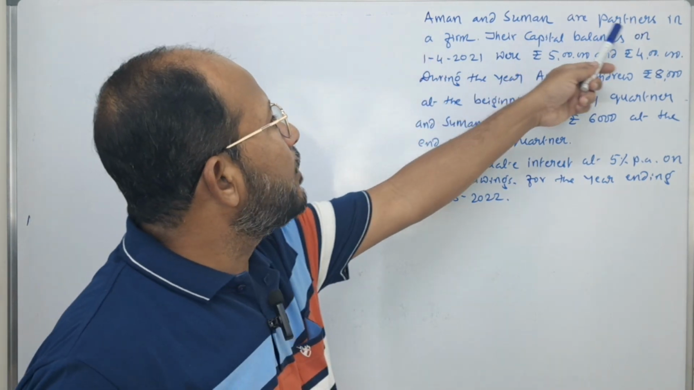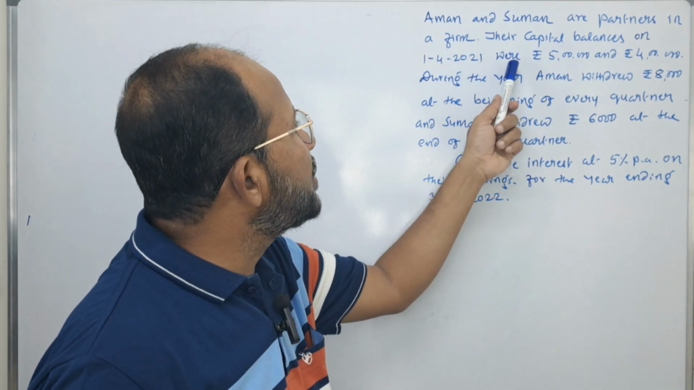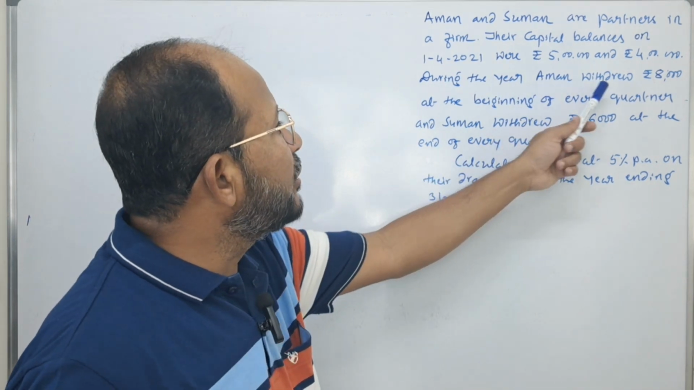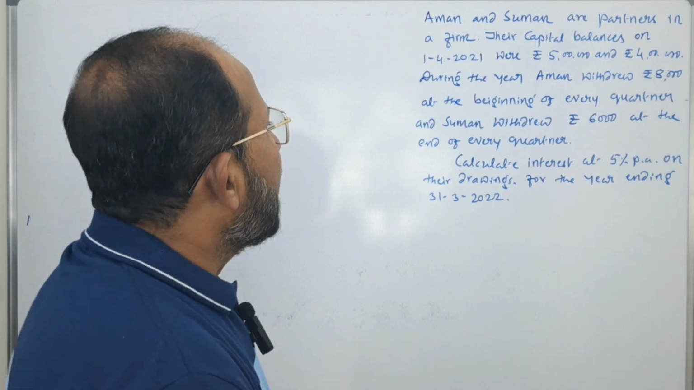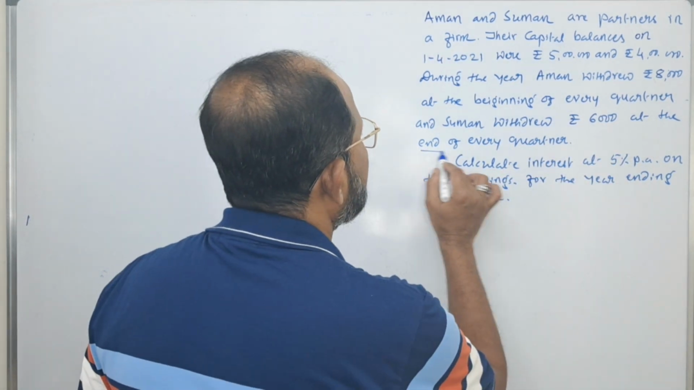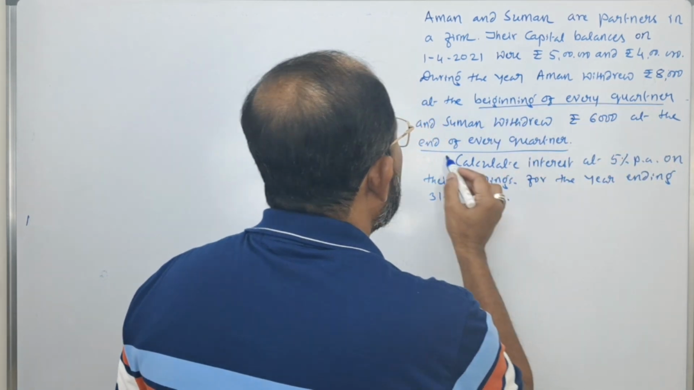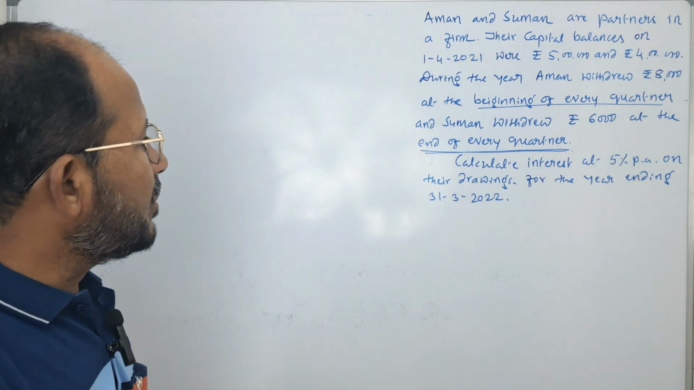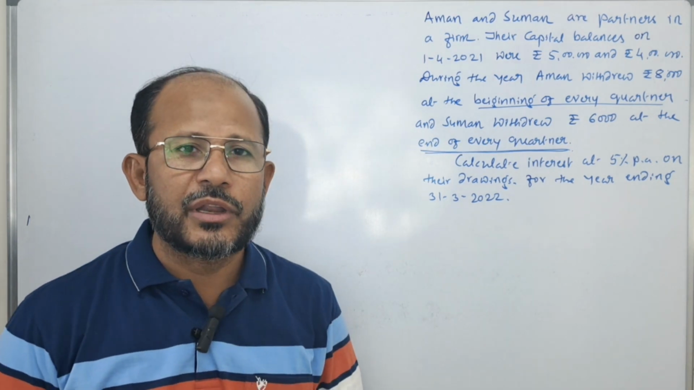Okay, Aman and Suman are partners in a firm. Their capital balances on 1st April 2021 were rupees 5 lakhs and rupees 4 lakhs. During the year, Aman withdrew rupees 8,000 at the beginning of every quarter, and Suman withdrew rupees 6,000 at the end of every quarter. Just you see here, beginning of every quarter and end of every quarter. Calculate interest at 5% per annum on their drawings for the year ending 31st March 2022.